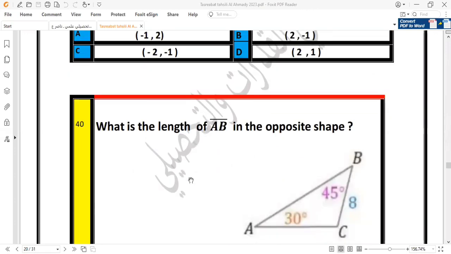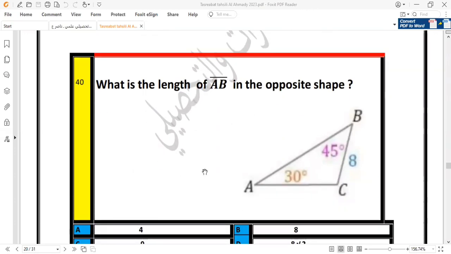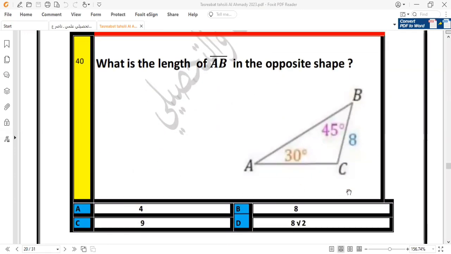Number 40. What's the length of AB? It asks me to find the length of AB. Here I have angle A equal to 30 degrees and angle C equal to 45. So here we can apply the law of sines.